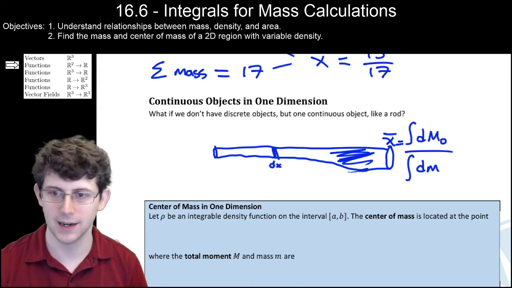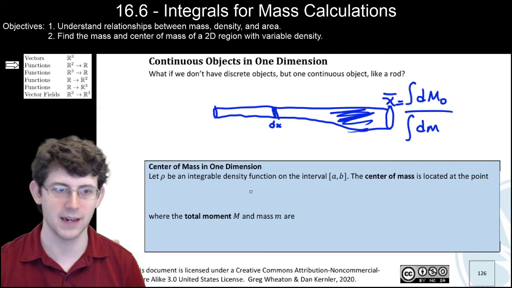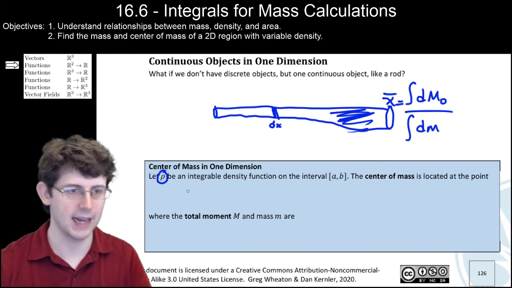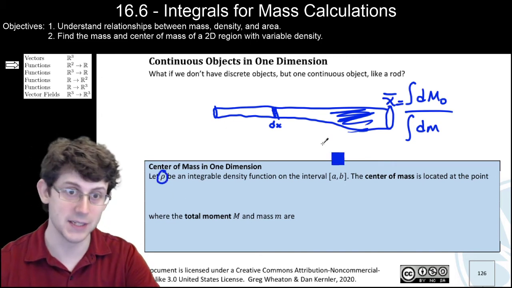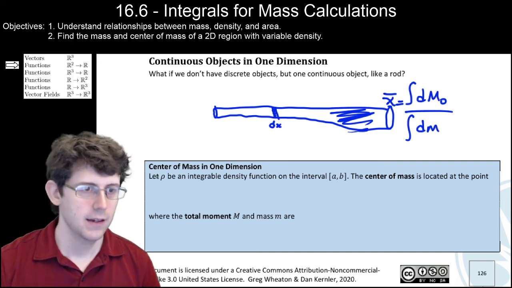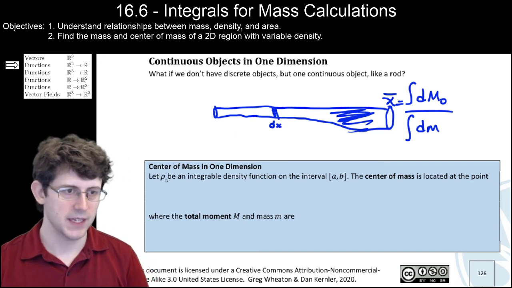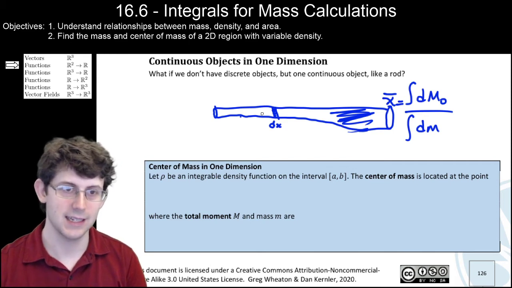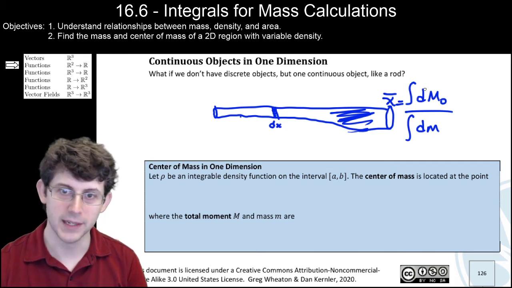So this will be our calculus formula for how to find the center of mass. Say that you have something, like a rod, that has variable density. So the density at one point is different than the density at another point. Well, in that situation, what would the moments be?